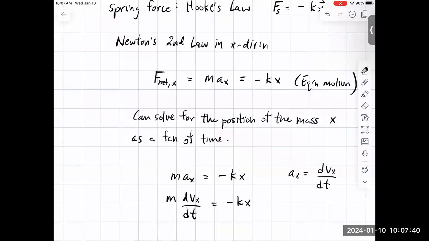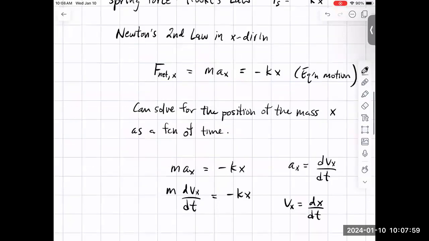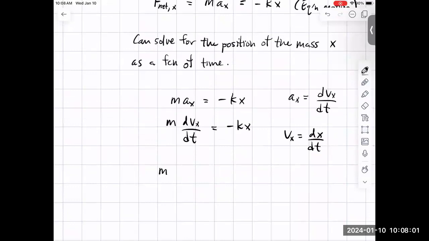And then we could take it a step further. We could say, well, okay, how would I determine velocity? Well, velocity is the time derivative of position. And so I could say the velocity in the x direction is dx/dt. And if we make that substitution, we would have m d/dt, and then for velocity, we would write dx/dt, is equal to minus kx.